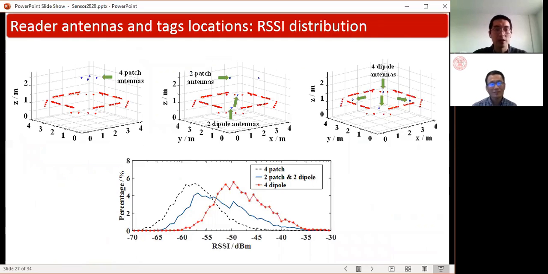So in our prototype for the reader antenna and tag locations, we compare 3 setups with different numbers of patch antennas and dipole antennas, shown in this slide. We can observe that the third setup, which consists of 4 dipole antennas, gives us the highest SNR, shown in the histogram plot below. Most of the channels have an RSSI larger than -60 dBm. This is because the dipole antenna deployed in the room provides omnidirectional radiation to cover all the sidewall tags. Even when we increase the gain, the tags can still be covered. However, for the ceiling patch antennas, the beam becomes narrower as it points to the ground when the gain is increased, and the sidewall tags cannot be covered.